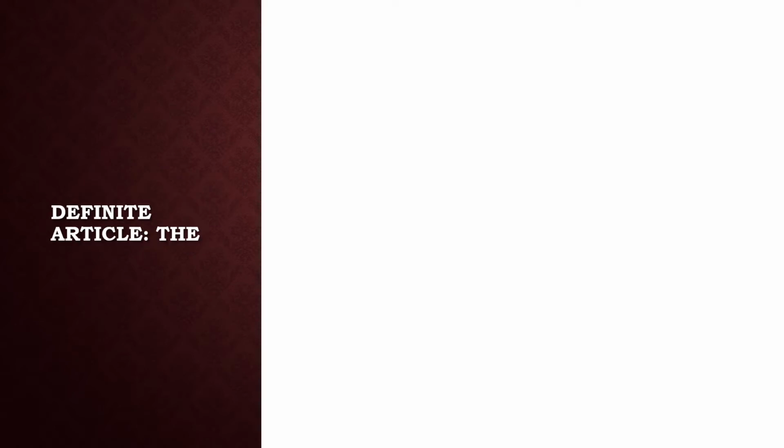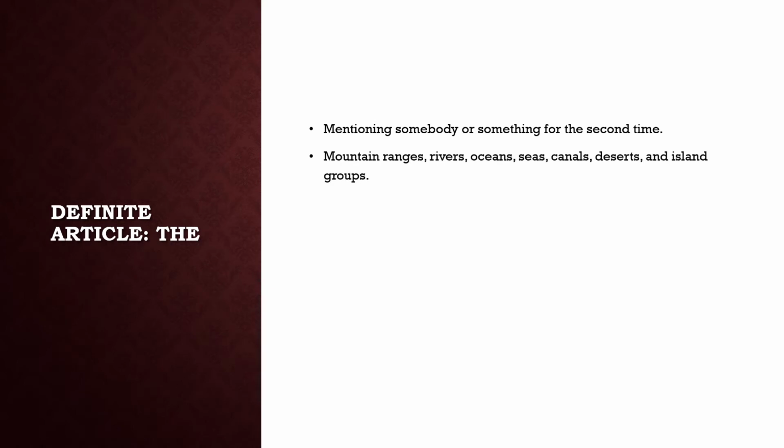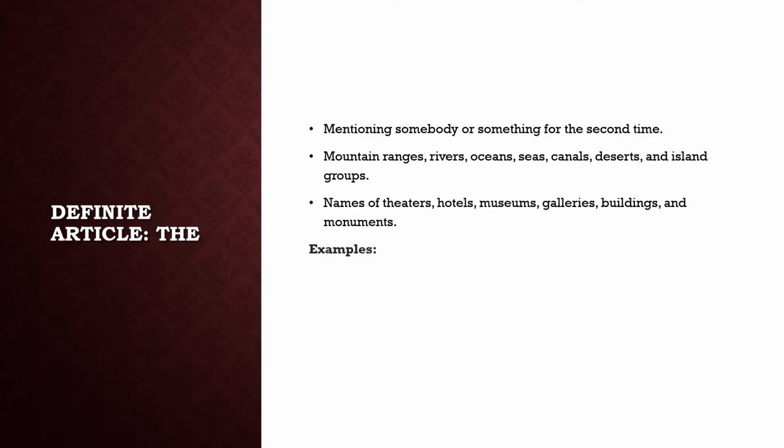Now let's see how we use the definite article the. As it is definite, it is specific. So we use it with specific things, or when we mention something for the second time. We can also use it, according to this list, with mountain ranges, rivers, oceans, seas, canals, deserts, and island groups, as well as with names of theaters, hotels, museums, galleries, buildings, and monuments.